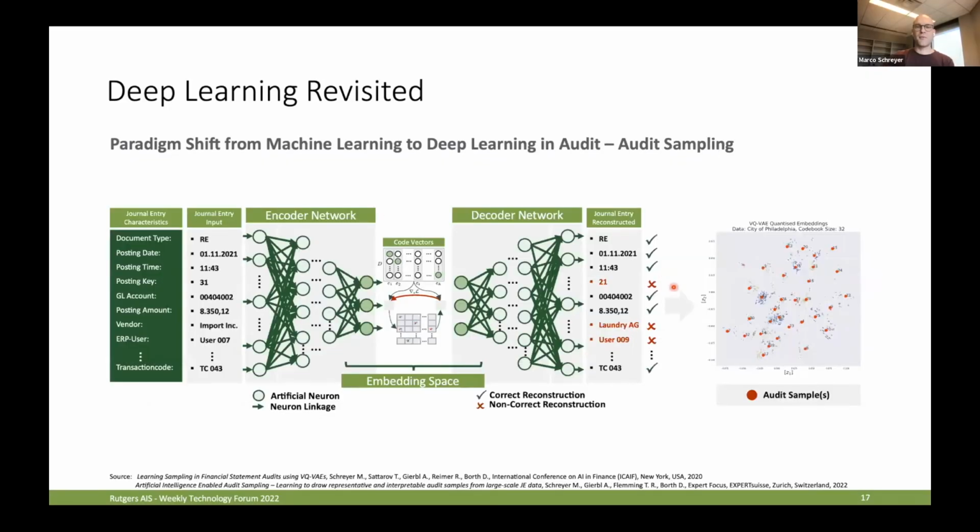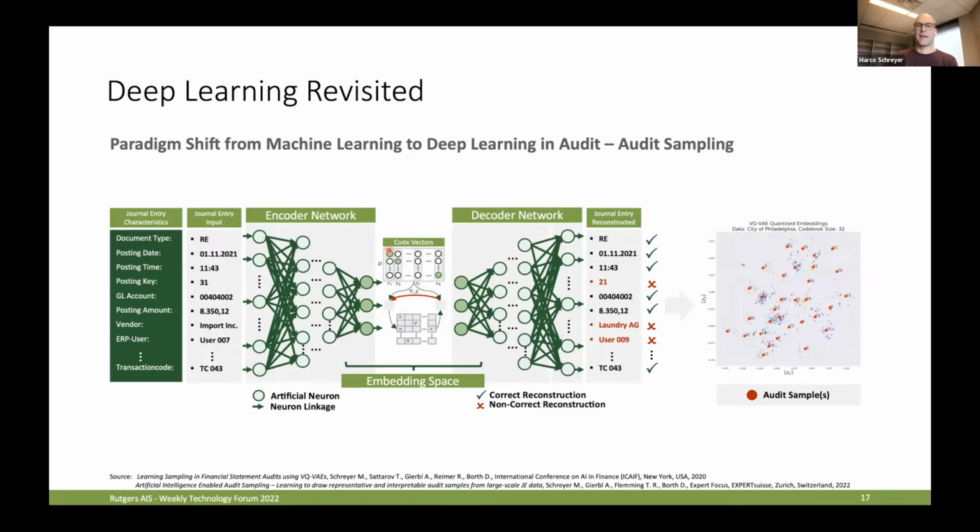The idea arose: why can't we use this, for example, to learn a representative audit sample as well? And this was the idea of applying so-called vector quantized variational autoencoders. Here the idea is basically, instead of just learning a latent representation in a three-dimensional space, for example, we also want to inject a certain set of code vectors, and these are our audit samples.